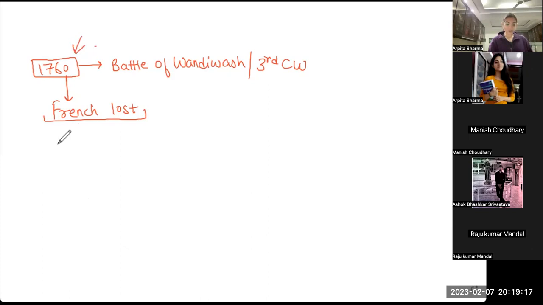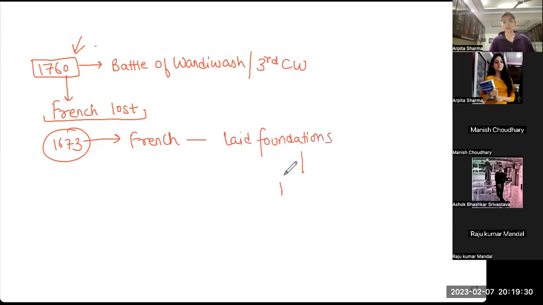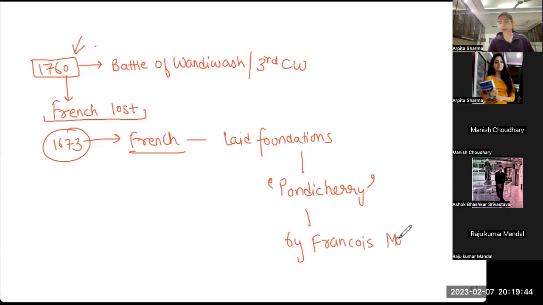Okay. It is also said that in 1673, the French, write it down, also laid the foundations of Pondicherry. Pondicherry that you see today, the foundations were laid by the French in 1673. By whom? By Francois Martin. He is the person who laid down the foundations of Pondicherry in 1673. That is how he was also able to establish factories at Pondicherry.